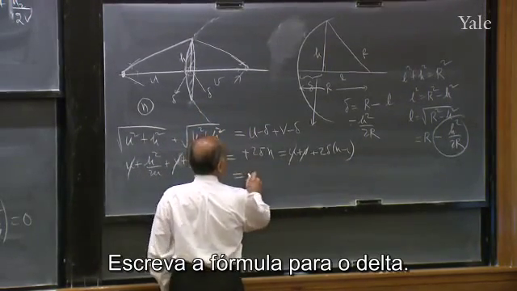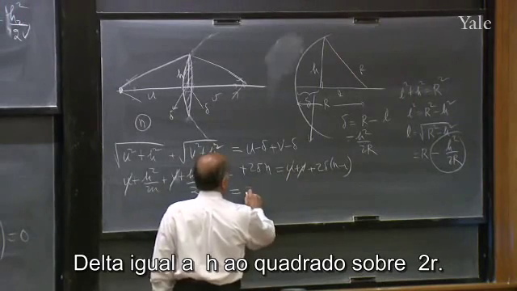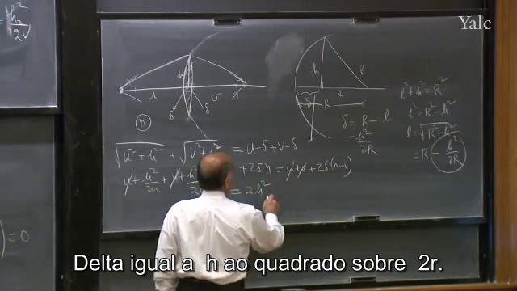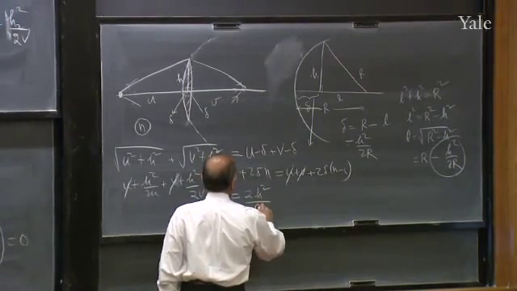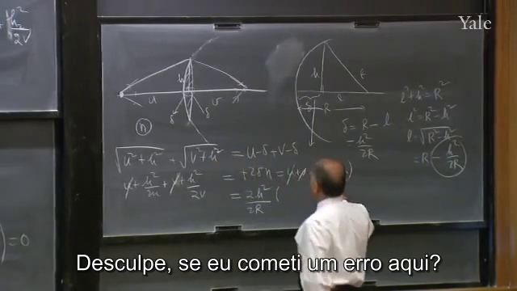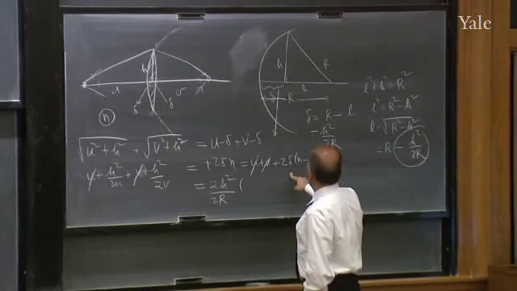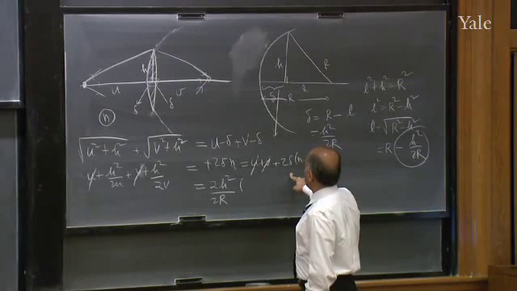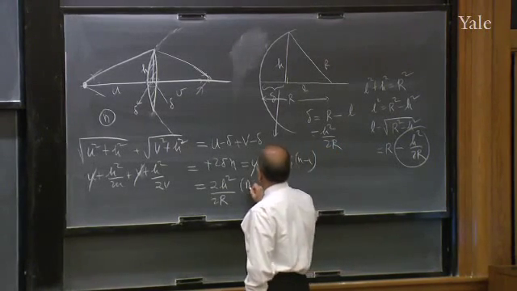Write the formula for delta. Delta was equal to h squared over 2r times, I'm sorry, did I make a mistake here? I guess not. Okay.